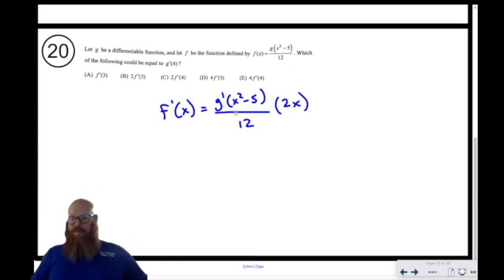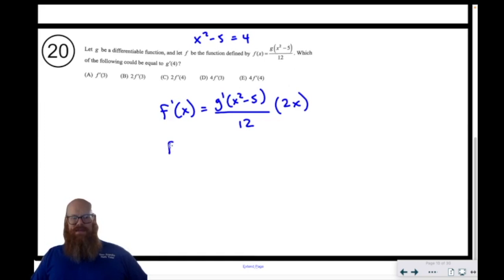If I want there to be a 4 in here, then I need x squared minus 5 to equal 4. I can do that pretty easily. If I add 4, I need x squared to equal 9. So x could equal positive or negative 3, but I don't see any negative 3's in my answers, so I'm going to say positive 3.